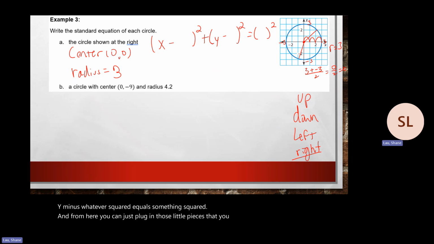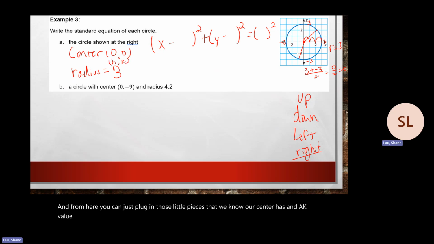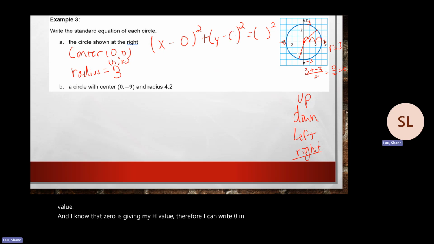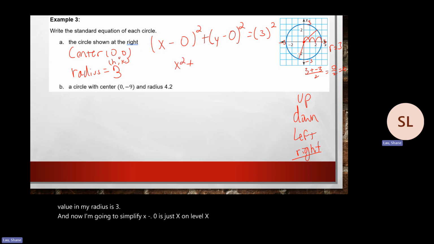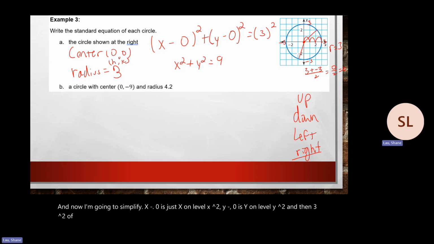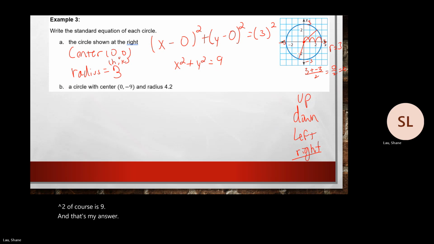We know our center has an h and a k value. And I know that 0 is going to be my h value, therefore I can write 0 in here. Same thing with our k value, and my radius is 3. And now I'm going to simplify. X minus 0 is just x. I'm left with x squared. Y minus 0 is y. I'm left with y squared. And then 3 squared, of course, is 9. And that's my answer. That's it.